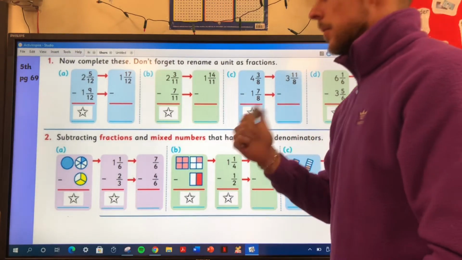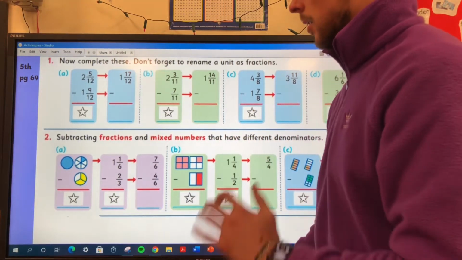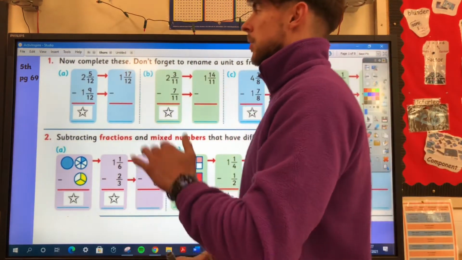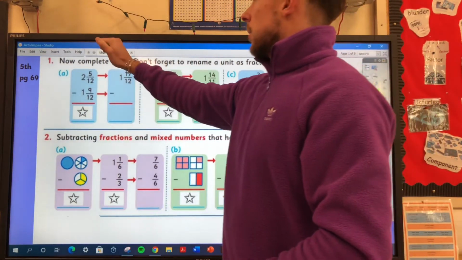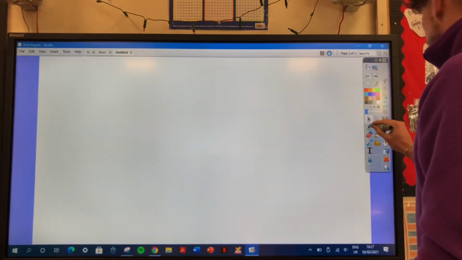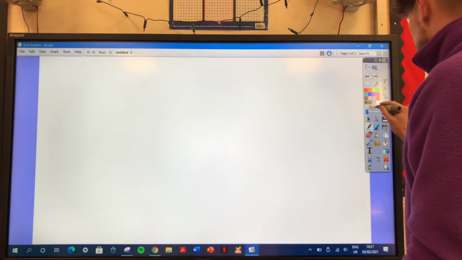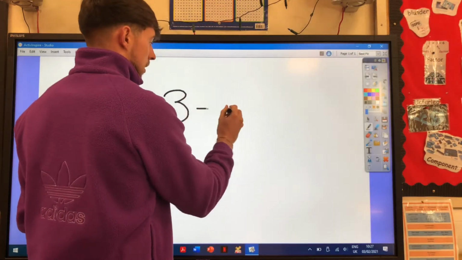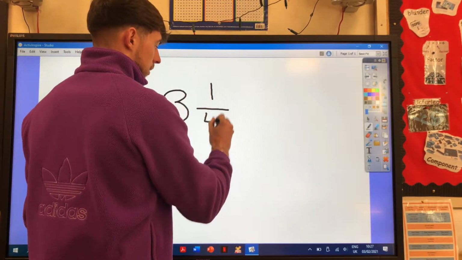Okay, 5th class, open up on page 69 of your Busy at Maths, right? So today we're doing some renaming of fractions, right? So if we want to rename, for example, a mixed fraction, okay, so we have, for example, 3 and 1/4.